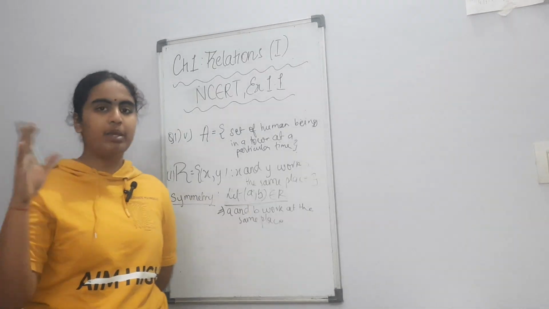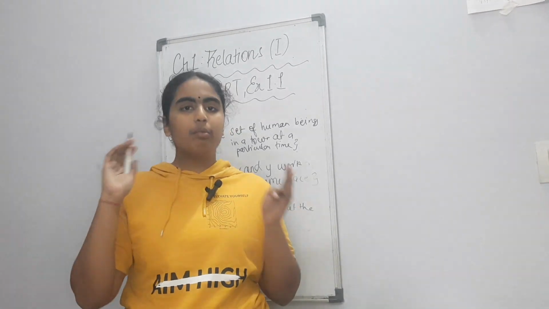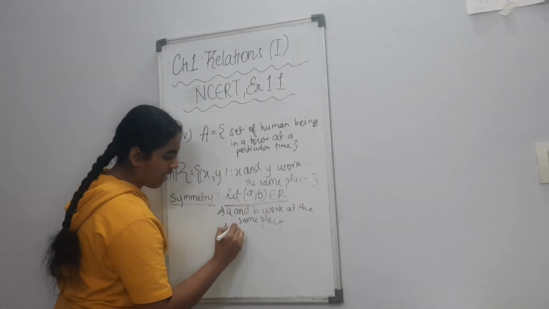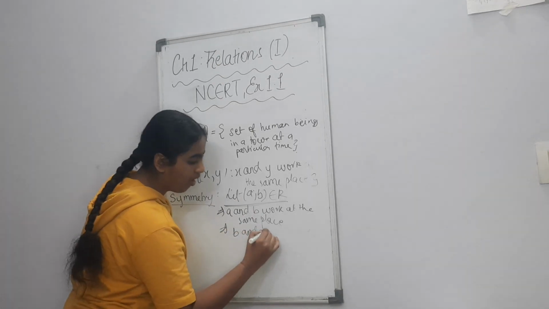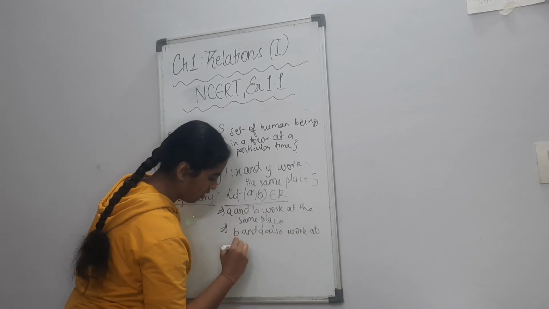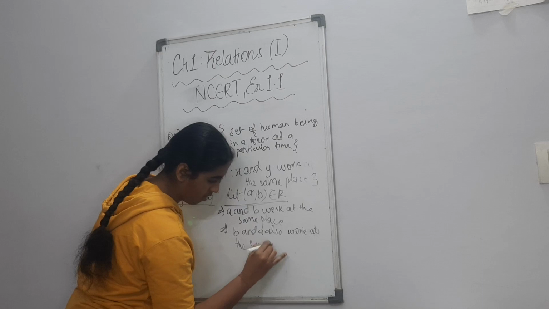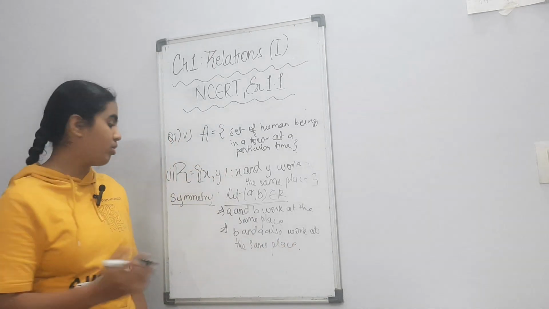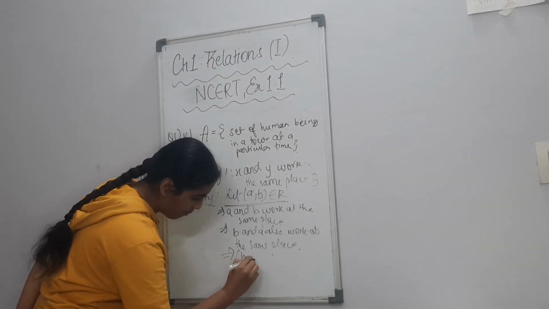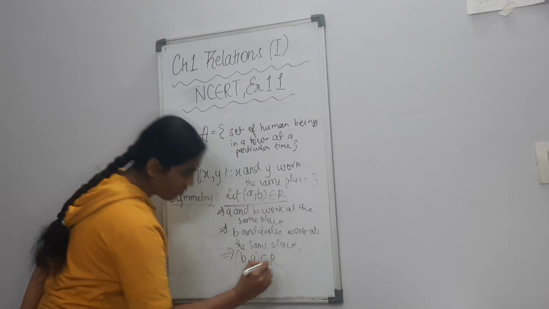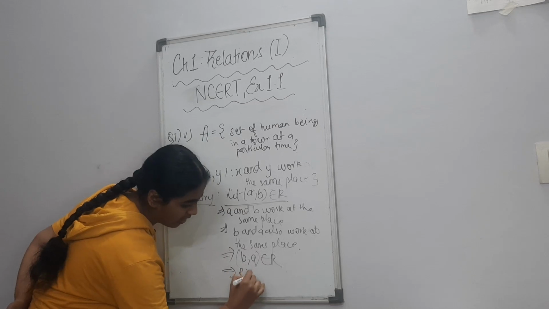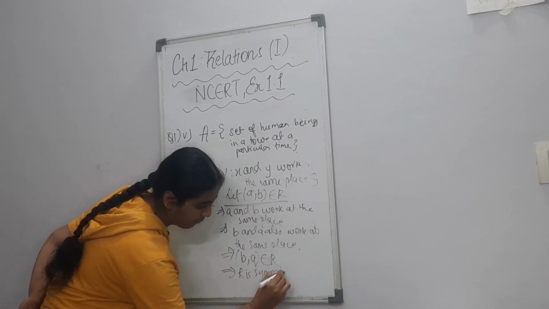Now, if A and B work at the same place, then however we address them, they will be working at the same place, right? Which means that it implies B and A also work at the same place, right? So, what does this imply? This implies that ordered pair B comma A also belongs to R. Now we have just proved that our relation R is symmetric, haven't we?